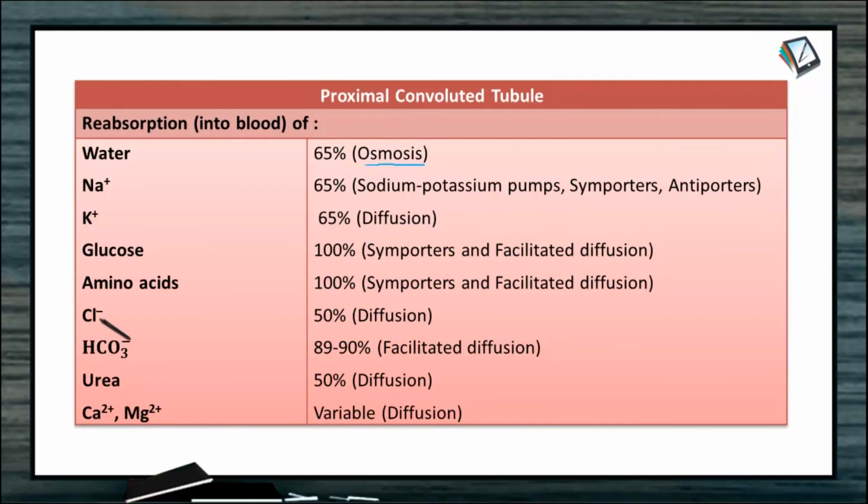The chloride ions get absorbed 50% by diffusion. The bicarbonate ions are reabsorbed 89 to 90% by facilitated diffusion. Urea is reabsorbed up to 50% by diffusion. Calcium and magnesium ions are reabsorbed in variable amounts by diffusion into the blood.